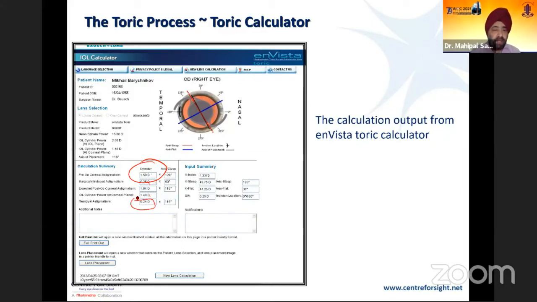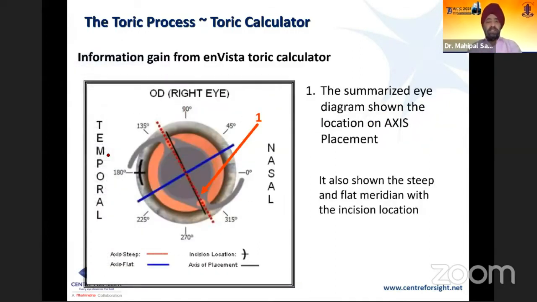So you will get a printout of the power that needs to be implanted into the eye, with the product name and the power, etc., and you will order that particular lens. And you have this summary as to where the lens has to be placed, where the incision has to be placed, and what the steep axis is. This is what you get in these cases.